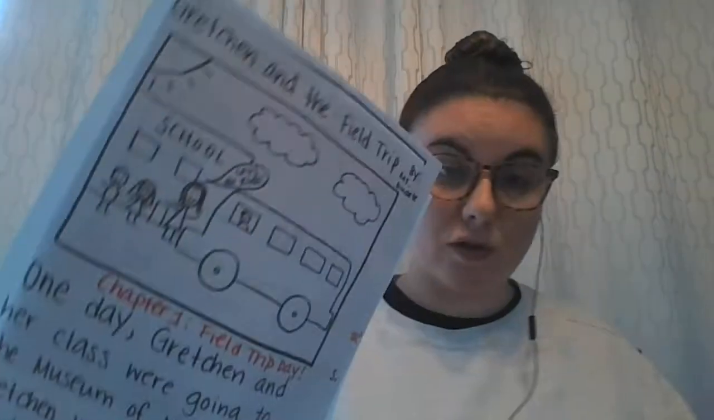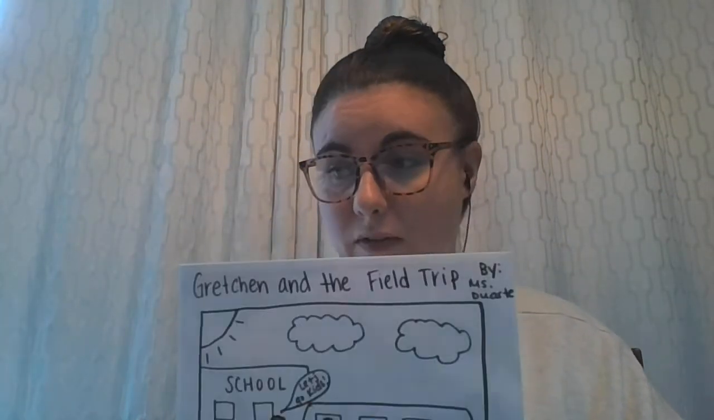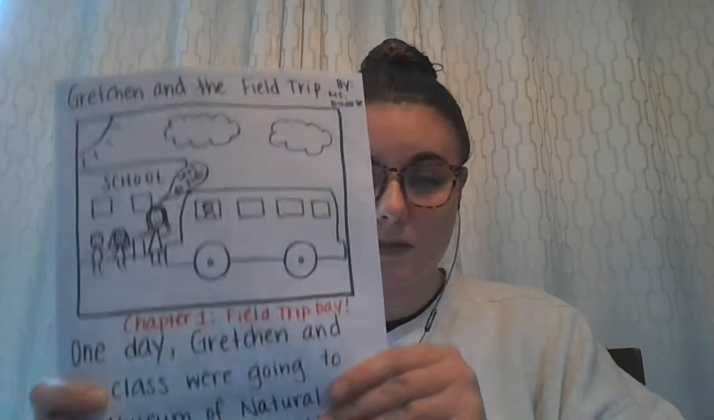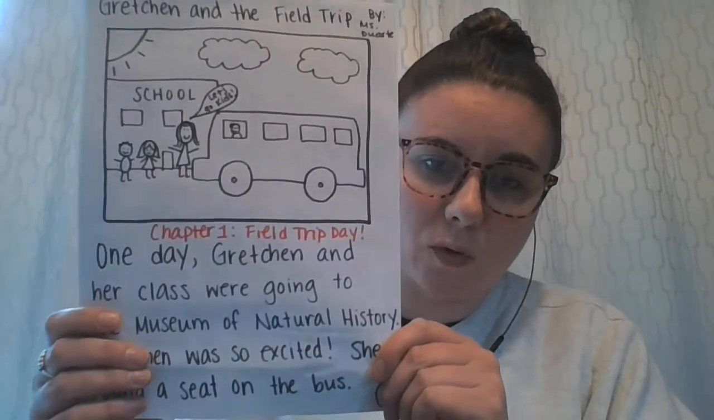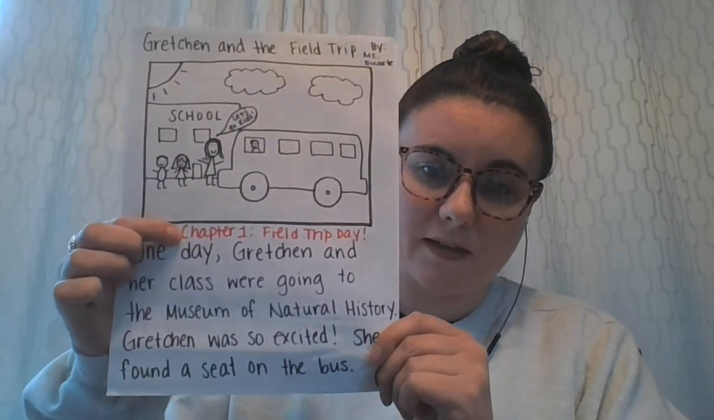After taking a look at this mentor text, I decided to take my story, Gretchen and the Field Trip, which I started last week, and divide it into chapters to organize my writing a little bit. I'm going to read the story to you. This page says Chapter 1, Field Trip Day. So the title of my chapter is Field Trip Day. Let me read it to you.